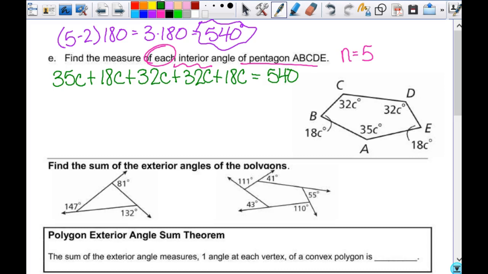Okay? Now, past that, you skip steps, whatever. So I add all those up, and I do get 135C equals 540.